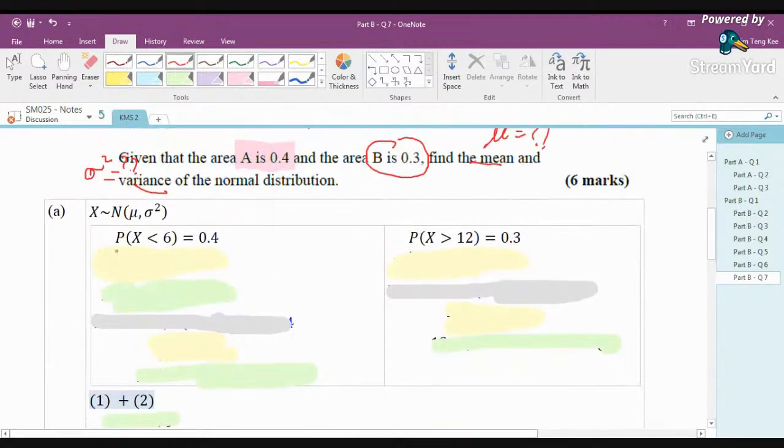So we start with the distribution with unknown parameters mu and also sigma square. From the information just now, this is what I have: P(X less than 6) is 0.4, P(X greater than 12) is 0.3. So what we do next is that we do standardization. (6 minus mu) over sigma equals to 0.4.